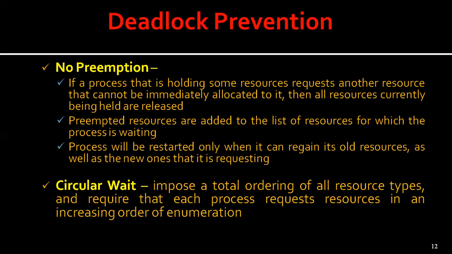And the second protocol is that a process can initially request any number of instances of a resource of a particular type, say here Ri. After that, the process can request an instance of the resource type Rj if and only if f(Ri) is greater than f(Rj). So if these two protocols are being used, then the circular wait condition cannot hold.